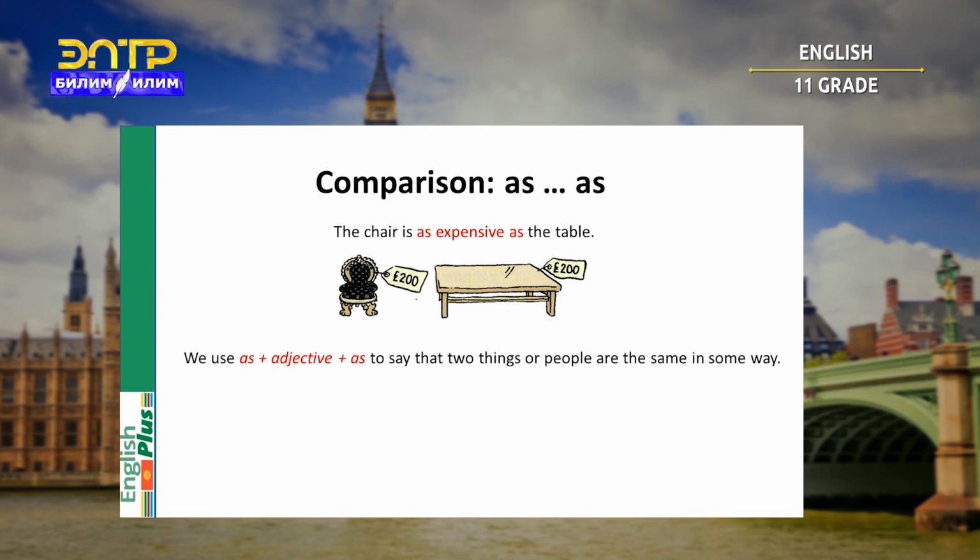We use as plus adjective plus as to say that two things or people are the same in some way. We can see that the price of the chair and the table is the same. Let's look at one more example. You are as old as me. What does it mean? It means that we are the same age. Well, now you know when we use the comparison as... as.